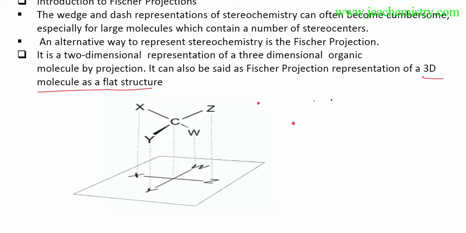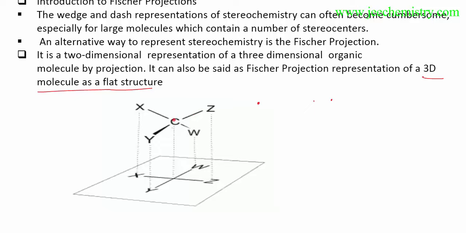The main important thing in Fisher projection formula is that if more than one chiral carbon, more than one stereocenter is there, then that can be represented in Fisher's projection formula. It is very difficult to represent in the Wedge-Dash structure formula. We can also represent it in the Wedge-Dash formula, but it is difficult. Generally, we use Fisher's projection formula to represent the three-dimensional view in a two-dimensional plane. Actually, Fisher's projection formula is a flat representation of the three-dimensional view.